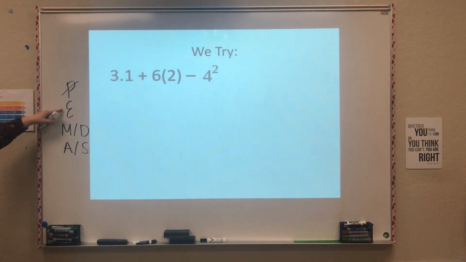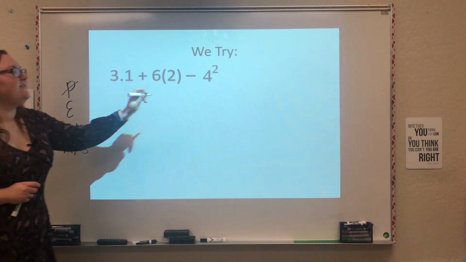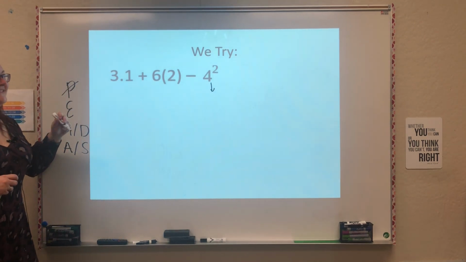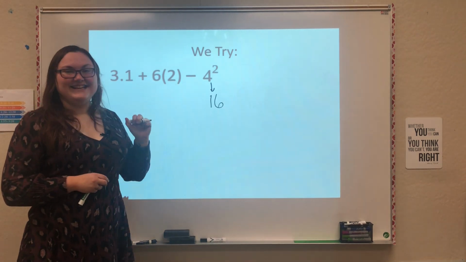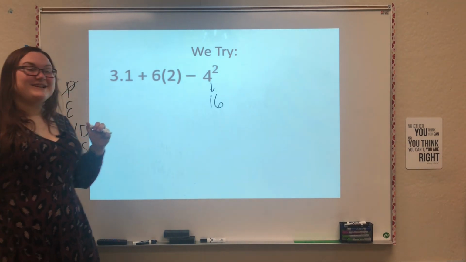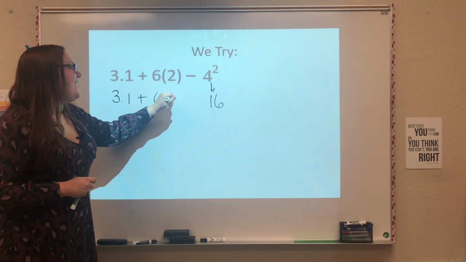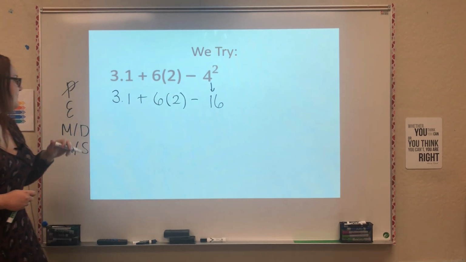Next is our exponents. There are exponents. So this is gonna be where I start. What did you say 4 squared equals? Did you say 16? Remember 4 squared is 4 times 4, so we get 16. I've done one thing, so I'm gonna copy everything else down.